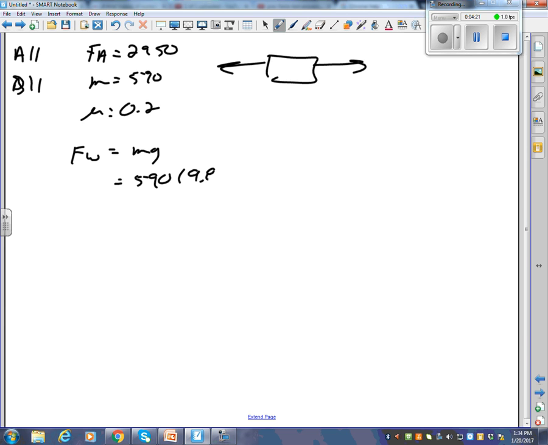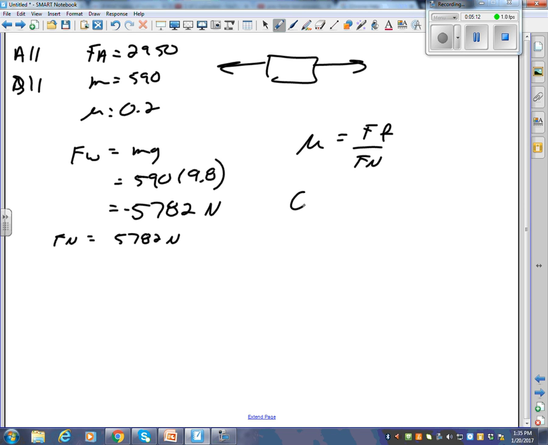We know the mass. Let's find the weight force right off the start. 590 times 9.8 is 5782 newtons. Technically that's negative, which makes the normal force 5782 upwards. Now we're going to go with mu equals FF over Fn. Our mu value is 0.2. Solving for FF, 5782 is your normal force, giving you a friction force of 1156.4 newtons.